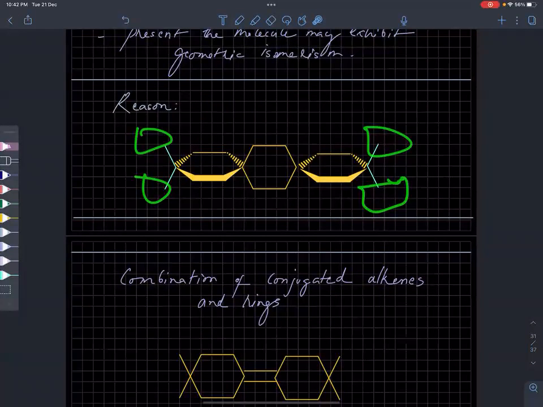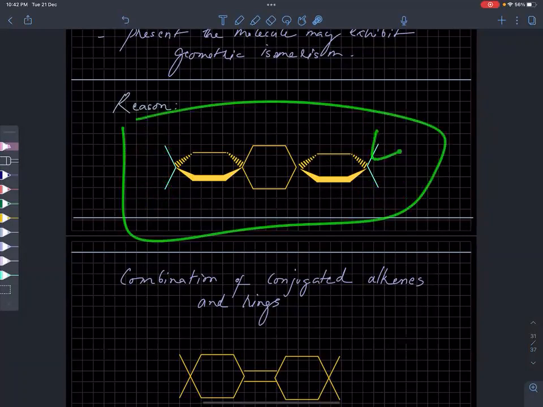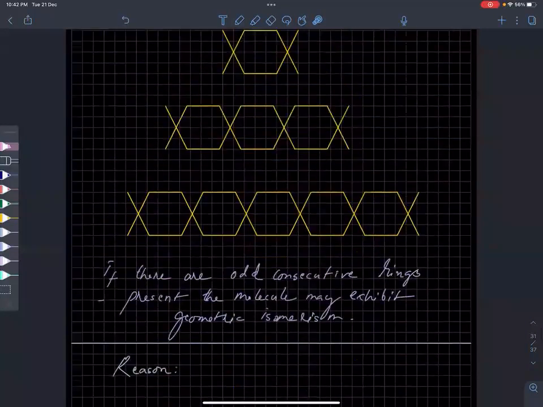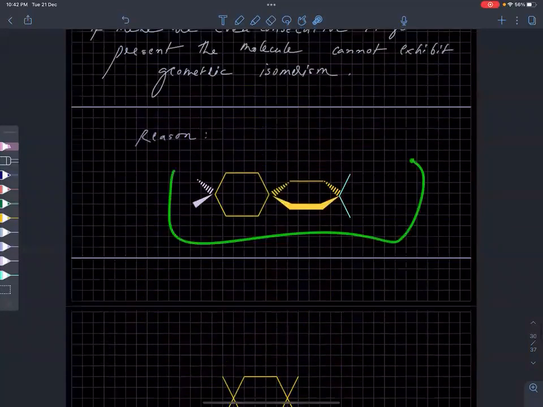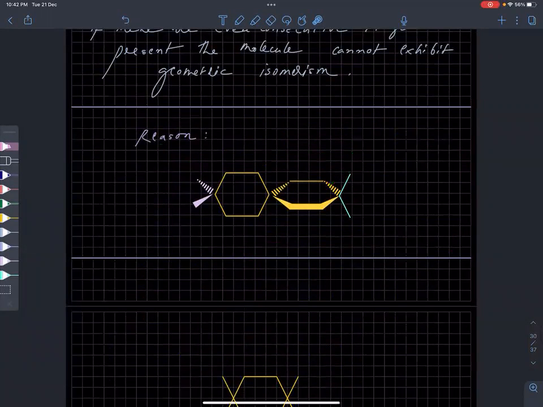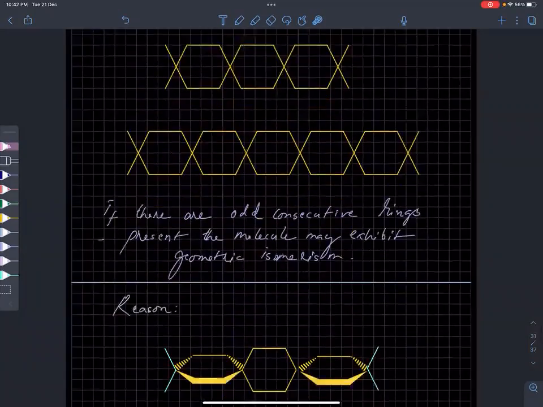E and Z, they will definitely show if these two groups are different and these two groups are different. And if these two groups are the same, then obviously there will be no geometrical isomerism. Clear? But here, it doesn't matter. Even if you have the same groups or different groups, whatever you do, this will never show geometrical isomerism, because they are on different planes.